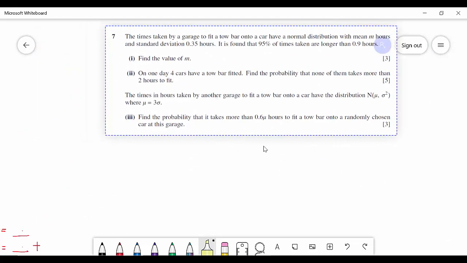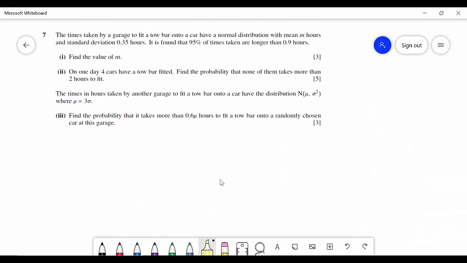For question number 7, if you read the question, generally you can see this keyword. They are talking about time taken by a garage to fit a tow bar, and this important keyword is normal distribution, or normally distributed. The mean we don't know, and the standard deviation is 0.35. It is found that 95% of times taken are longer than 0.9 hours, and they want you to calculate the value of m.